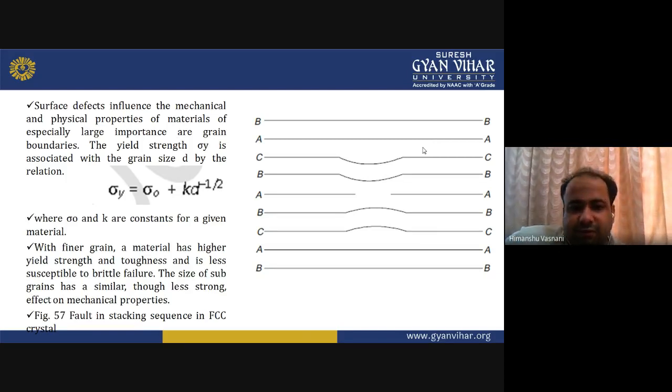The size of subgrains has a similar, though less strong, effect on mechanical properties. Because you know that the surface defects influence the mechanical and physical properties of a material, so here the grain boundaries will also affect. Okay, so we go further.